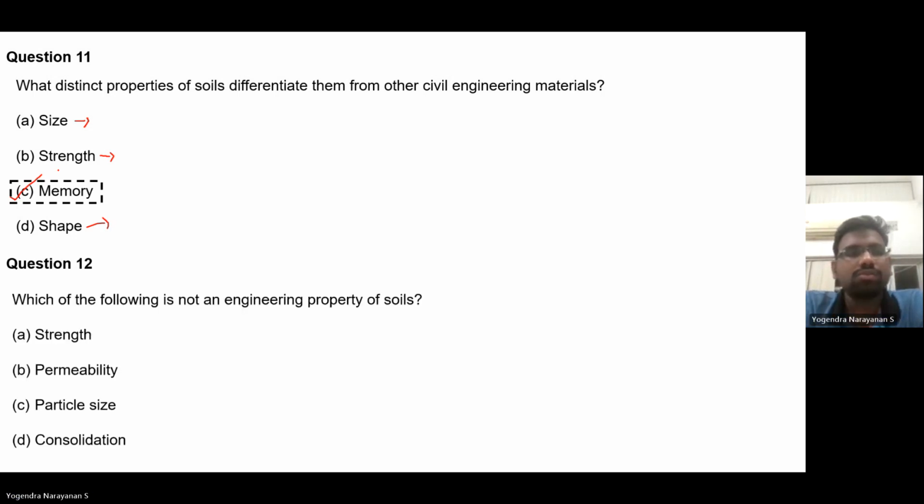So, going to the further question, which of the following is not an engineering property of the soils? Option A, strength. Option B, permeability. Option C, particle size. Option D, consolidation.